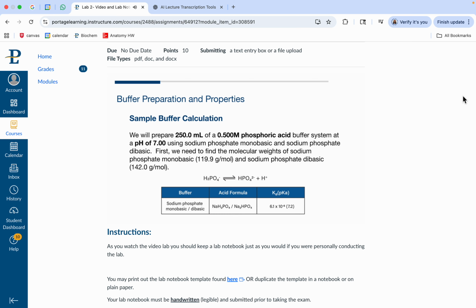Remember, this is an equilibrium reaction. Le Chatelier's principle is involved here: if we add more H+, it'll shift back in that direction. If OH- is added, it can react with the H+. Buffers help to maintain the pH, and really, remember, that's the goal of a buffer: to maintain the pH.